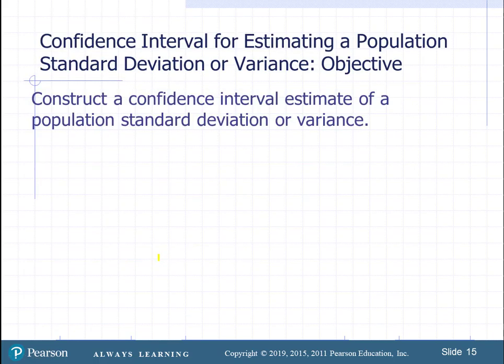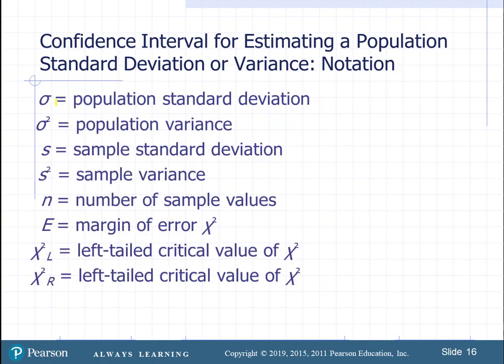So we're going to construct that confidence interval, but we have to look at our vocabulary, which we've done in all the sections we've done up to this point. So remember, sigma is the population standard deviation, sigma squared is the population variance, S is our sample standard deviation, S squared is our sample variance, N is the number in the sample, E is the margin of error, but that's not the same both top and bottom, and we have our critical value to the left and our critical value to the right.